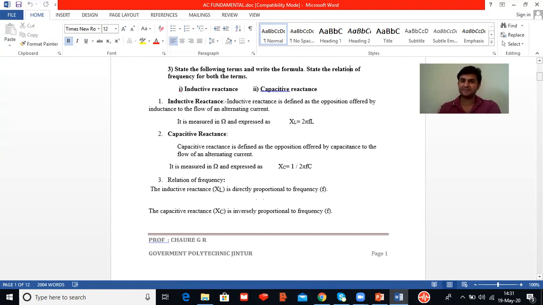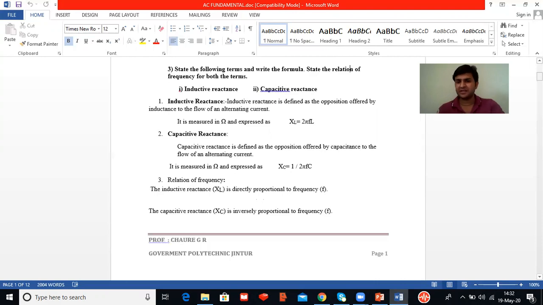The second is capacitive reactance. Capacitive reactance is defined as the opposition offered by capacitance to the flow of alternating current. In inductive reactance, the opposition is offered by inductance. In case of capacitance, the opposition is offered by the capacitance. Inductive reactance, XL is equal to 2 pi FL, means XL is directly proportional to the frequency.